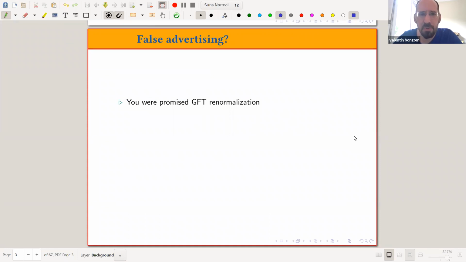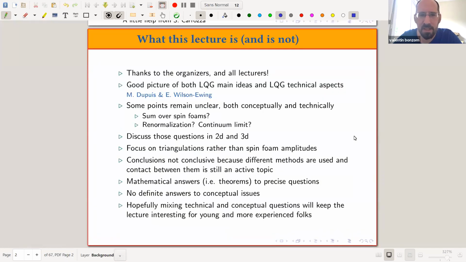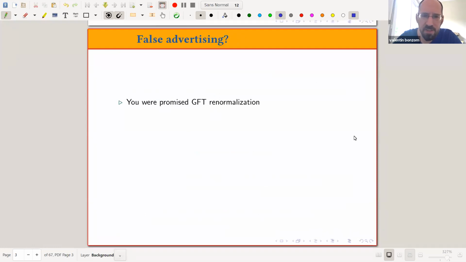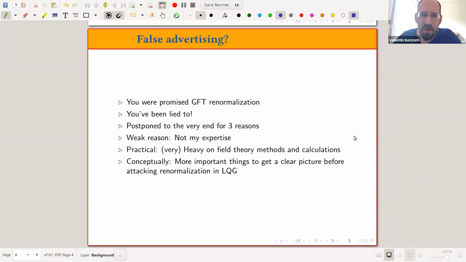And I also have to address the issue of false advertising, because you saw my title is not the title that you were promised, because you were promised group field theory and renormalization. So GFT is group field theory, and apparently you've been lied to. In fact, not so much, but I will postpone renormalization of GFT to the very end for mainly three reasons. One is a weak reason, which is that it's not exactly my expertise. So obviously I'd rather talk about something I'm super familiar with. And although I can probably understand most of what people do in GFT renormalization, I haven't contributed too much.